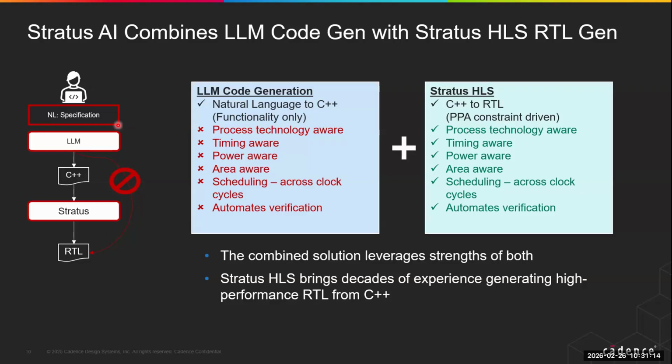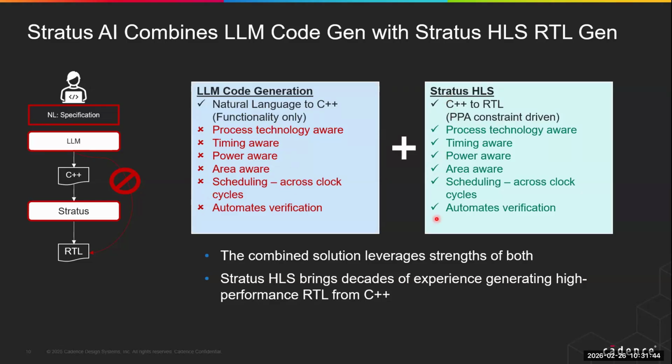The other problem with this direct approach is how do you interpret process technology information? If you're talking about a natural language prompt, somehow in that prompt you've got to make it timing aware and power aware. It's got to understand where the clock boundaries are going to be. There's a lot here that's not addressed by LLMs and natural language input. Not to say that you can't, but today these are not covered.